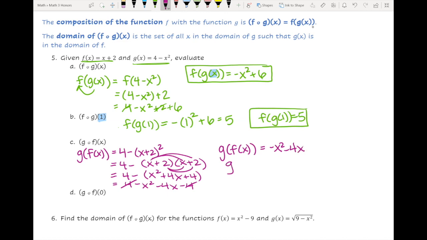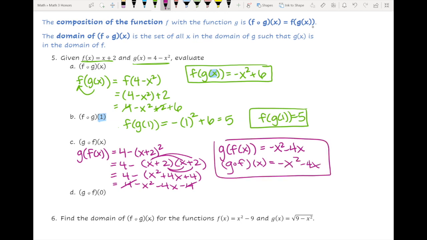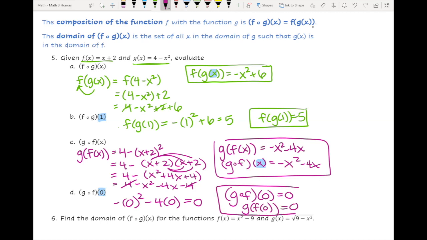You can also say g of f like this, g of f of x. It's the same thing, negative x squared minus 4x. Keep in mind, this is now different than the original one. f of g of x and g of f of x are not the same thing. Sometimes, but not always. Now, part D, where I am subbing a 0 in for the x. So I'm going to get negative 0 squared minus 4 times 0, which is 0. So my g of f of 0 is 0. Or in other words, g of f of 0, like that, still 0. Either way, two different ways you can say the same thing.